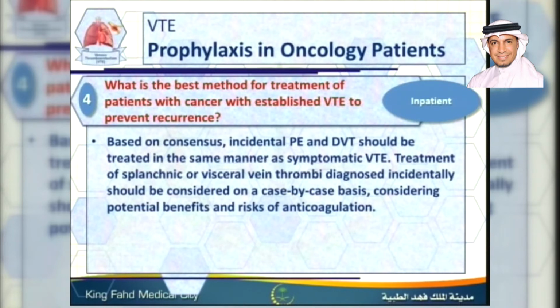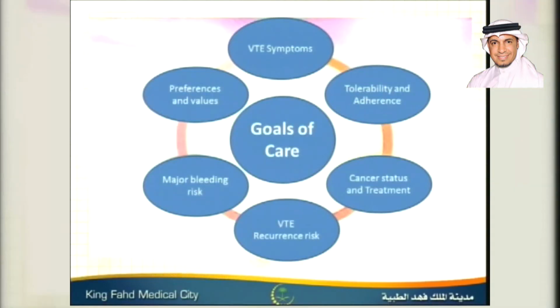Based on consensus, incidental PE and DVT should be treated, because with other diseases, if you have an incidental PE, which is common, or DVT, especially subsegmental PE, we don't usually lean to treatment. But in cancer, all the guidelines recommend treating the patient as if symptomatic. So incidental asymptomatic PE in cancer, I already mentioned.